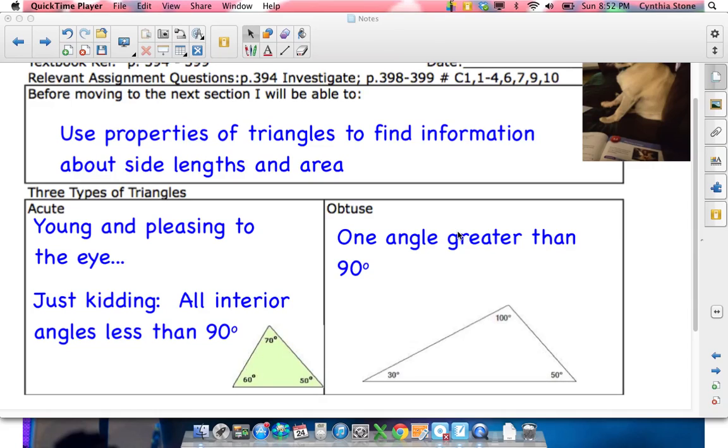So just remember the three main types of triangles. Acute, there's my little attempt at being witty: young and pleasing to the eye is if you're an acute triangle, but what it means is all the angles inside are less than 90 degrees. And then obtuse means you have one angle greater than 90. I'll leave it to you to tell me why you can never have more than one angle greater than 90. Why can it only be one, not two angles greater than 90? You think about that and tell me why. Okay?